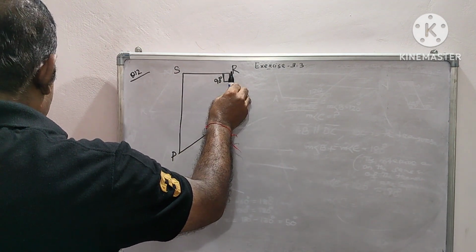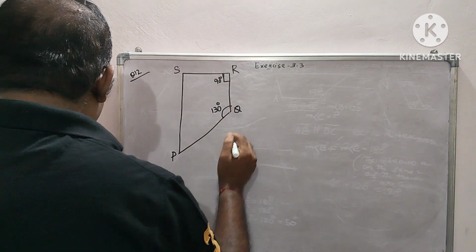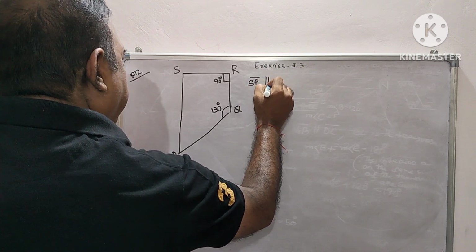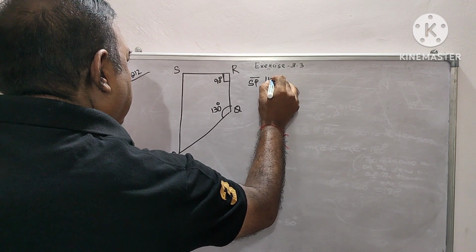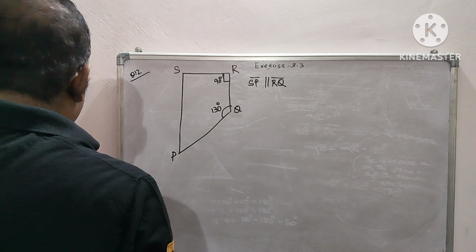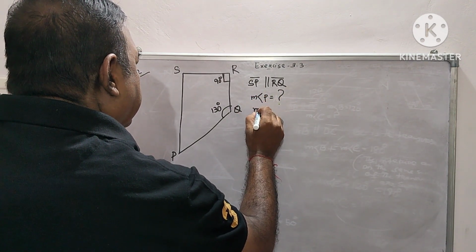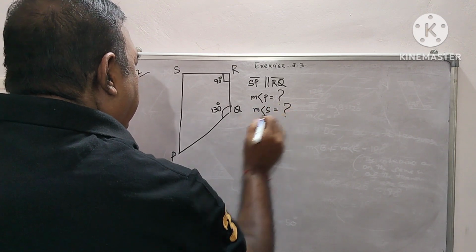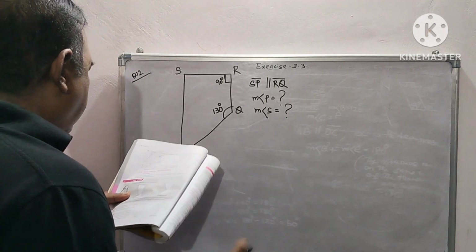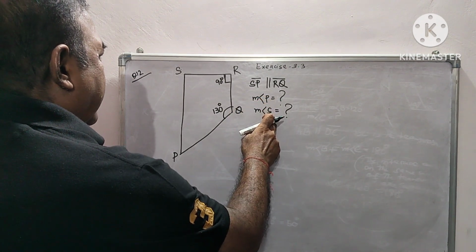These are two parallel line segments. Here it has been given: SP line segment is parallel to RQ. And we have to find the measure of angle P and angle S. Angle S we have to know. So this is question number 12. The figure is here. And we have to find the measure of angle P and measure of angle S.